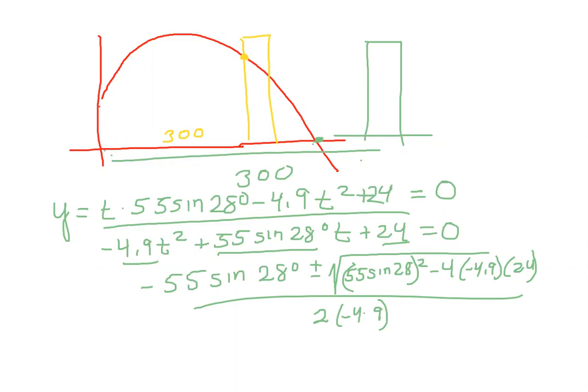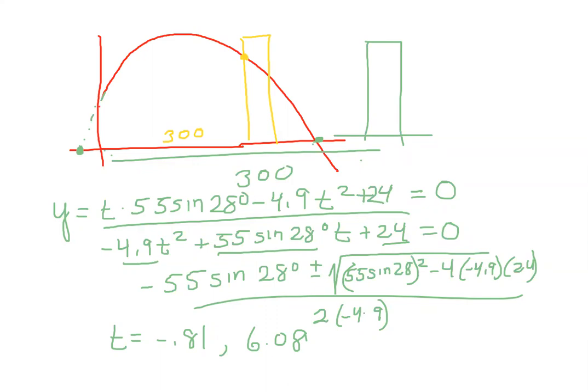You're going to get a negative answer, which is this right here, which we don't want because we're not going to go negative time. And we're going to get a positive answer of 6.08. So it takes 6.08 seconds for it to get to the ground. Now we have to decide at 6.08 seconds, what is its horizontal distance? Is its horizontal distance less than 300?